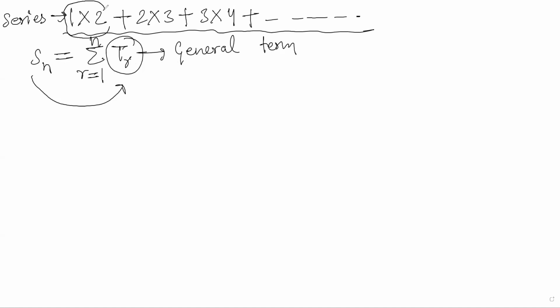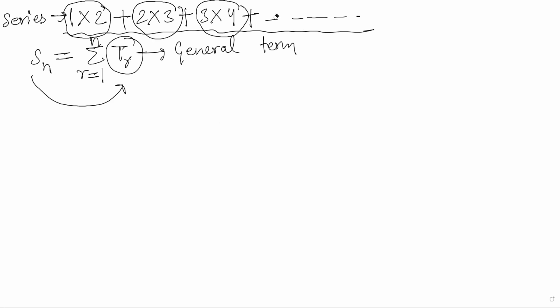First term is 1 into 2, second term is 2 into 3, third term is 3 into 4. By spotting the pattern, what I mean is, can you tell me the fifth term of this series? 4 into 5 would be the fourth term, Safa. Which term are you asking, sir? Fifth term. Okay, what would be the next term?